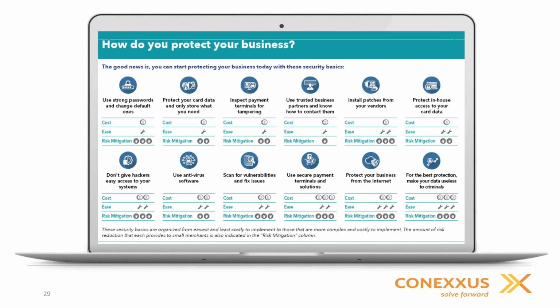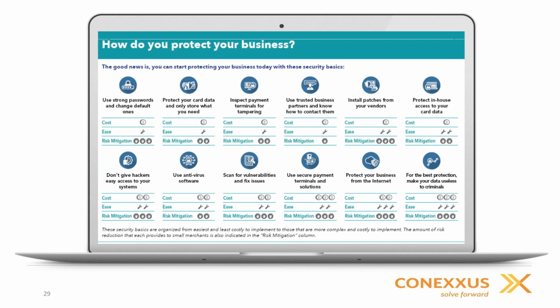For example, if you look at the top left of the screen, you'll see using strong passwords, changing default ones. One thing to note here is that the cost is low, so it's cheap, it's easy to implement, and it gives you a really big bang for your buck with the risk mitigation value. I like this pictorial, and it can be used for multiple different things, but it gives you a really easy way to look and see, okay, where am I going to get my biggest bang for my buck.